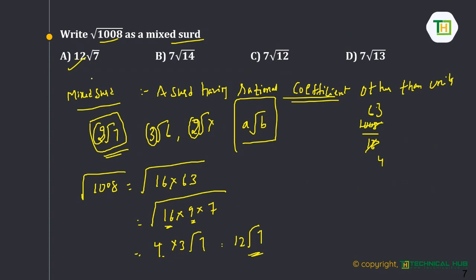So they're asking what a mixed surd is. A mixed surd is nothing but a surd having a rational coefficient other than unity. It means except one. So before the root you have to find some value.